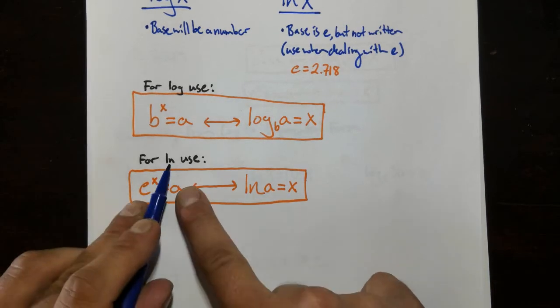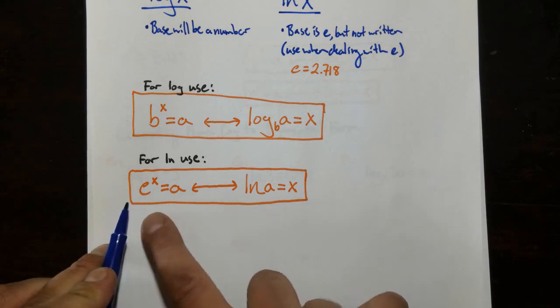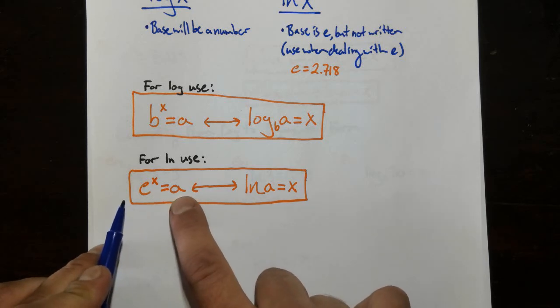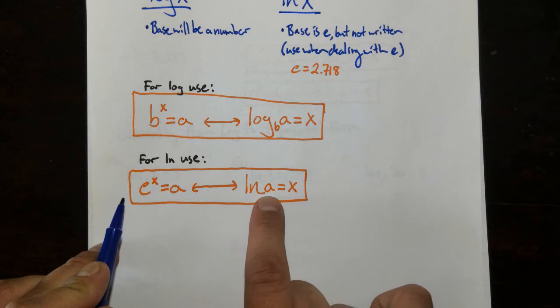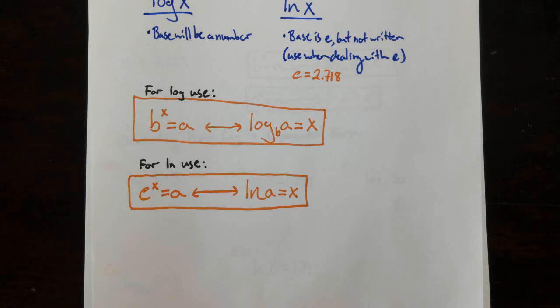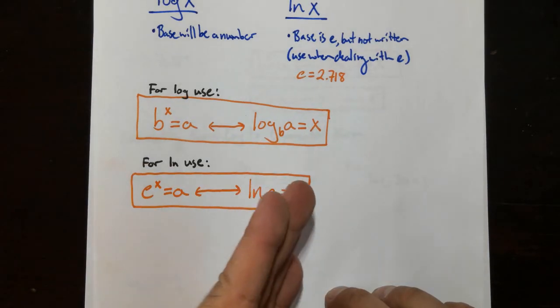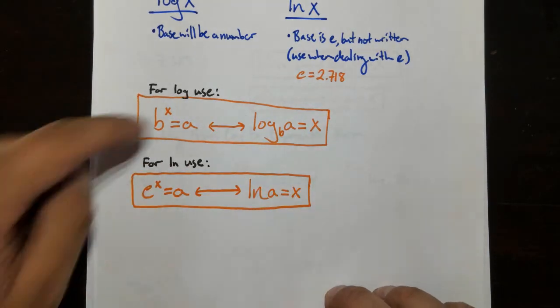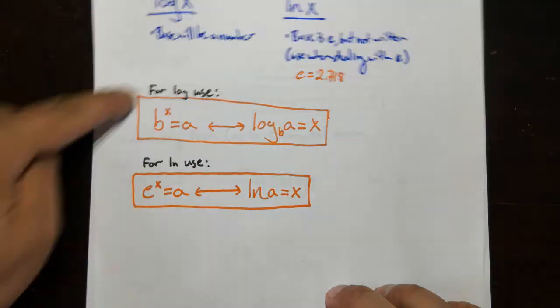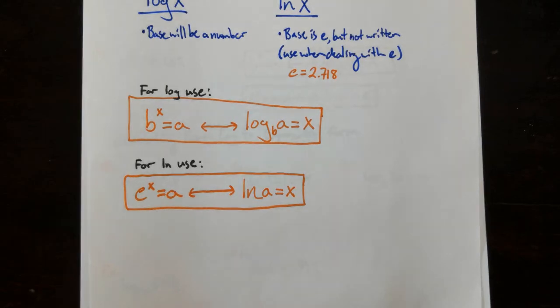Now for ln, for the natural log, use this as a frame of reference. So e to the x is equal to something, and that can be written as ln of a is equal to x. So what we're doing today is we're just converting back and forth from exponential to logarithmic, or from logarithmic to exponential. And we're going to use this as kind of our little key here. So let's go over some examples.